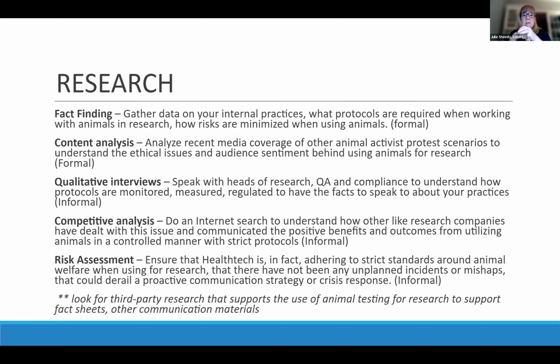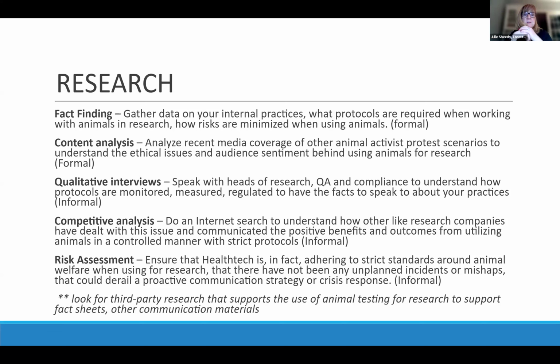I would also conduct a content analysis to look at recent media coverage of other protest scenarios to understand the ethical issues and audience sentiment behind using animals for research. I would conduct qualitative interviews pretty quickly, with heads of research, QA, and compliance, to understand how protocols are monitored and measured, and have the facts to speak about our practices. I would attempt a competitive analysis to understand how other like research companies have dealt with this issue and communicated the positive benefits and outcomes from utilizing animals in a controlled manner with strict protocols.